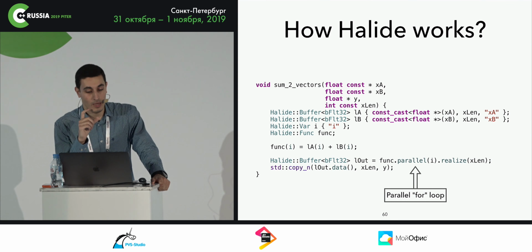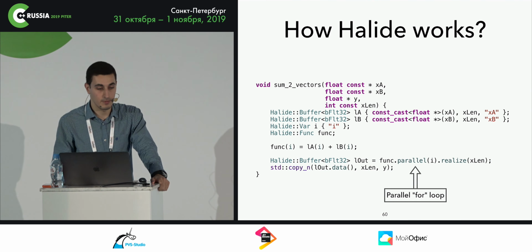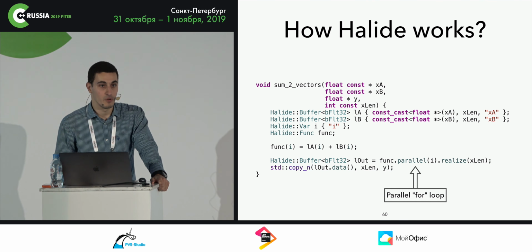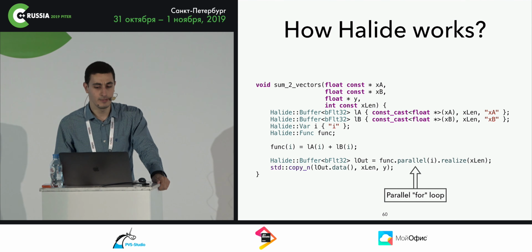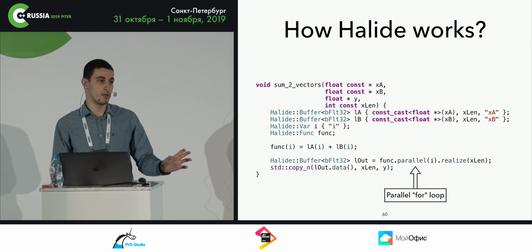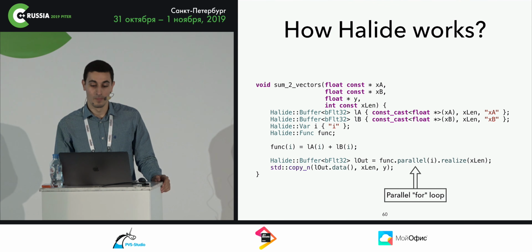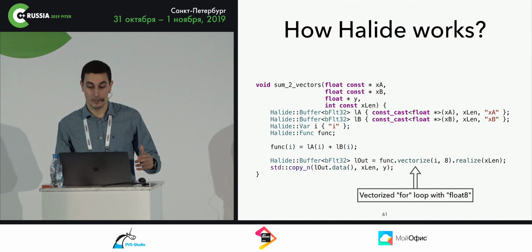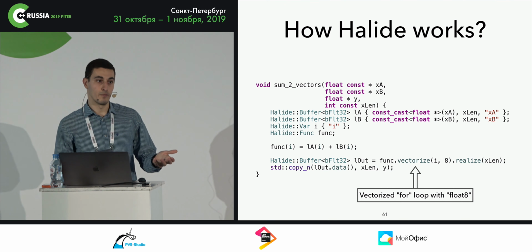So you have this original realize function. You can replace it with a parallel function. With just 6 or 7 new letters, you replace your serial code with parallel code. And you can go beyond this point. So you can vectorize your original for loop.